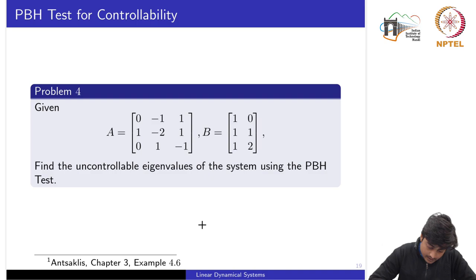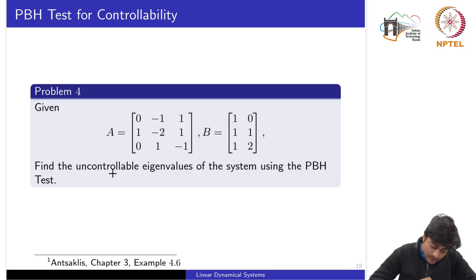Now in this problem we are given the numerical values of the A, B matrices and we need to compute the uncontrollable eigenvalues of the system using the PBH test. So we have studied that if the system is controllable, the rank of the controllability matrix would be full rank. In this case it would be equal to 3. Yeah? Now if the rank is not equal to 3, we can find for what eigenvalues the pair is controllability deficient, let's say.